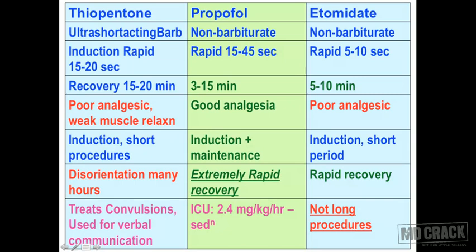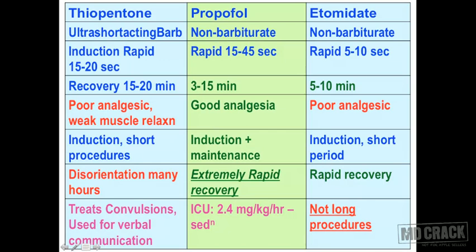Thiopentone is a poor analgesic and weak skeletal muscle relaxant, and propofol has got an advantage over it. It's a very good analgesic, whereas etomidate does not produce satisfactory analgesia. Thiopentone is preferred for induction of anesthesia and for short procedures because the duration of action is going to be short. Propofol is used for induction, and sometimes it could also be used for maintenance. And etomidate is used only for induction and only for short periods. I am saying it with highlight, it is used only for procedures which are going to last short. I am going to come to it once again.